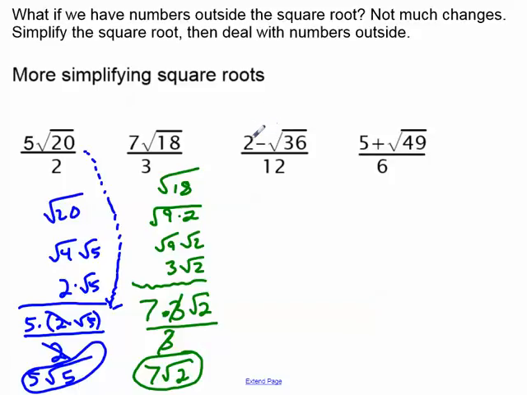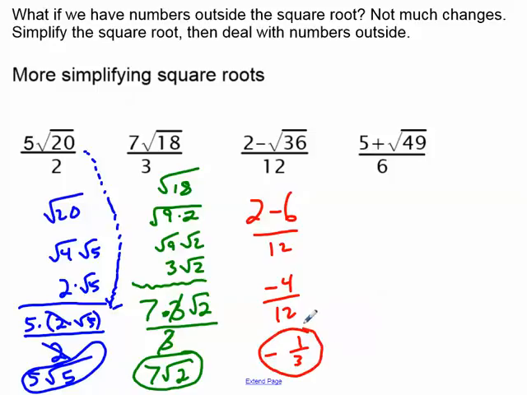Alright, ooh, how about this one? 2 minus the square root of 36. Well, don't be alarmed by that square root of 36 and the subtraction sign, not yet. Because if we can simplify that, we might be able to make it easier. 2 minus the square root of 36, well, the square root of 36 is 6 over 12. Well, let's just simplify this. 2 minus 6 is negative 4 over 12, negative 4 over 12, negative 1/3, done.